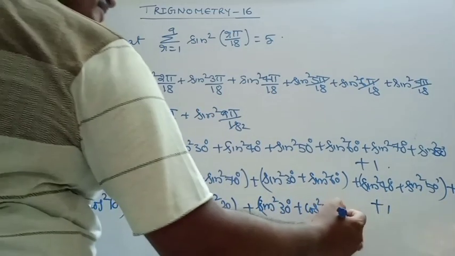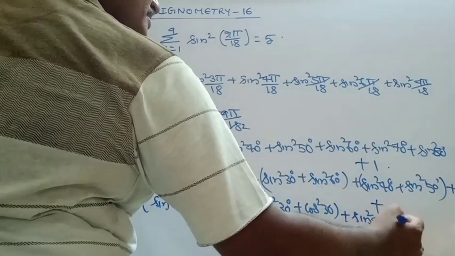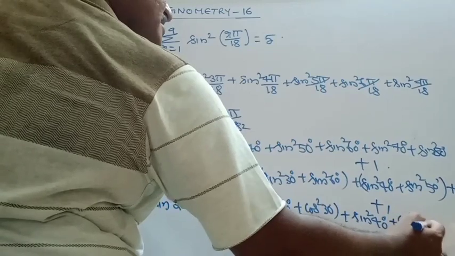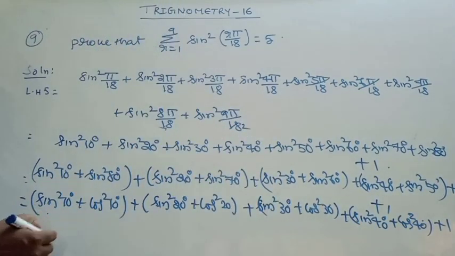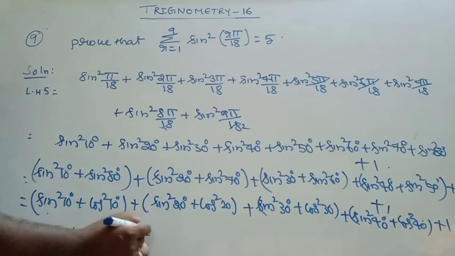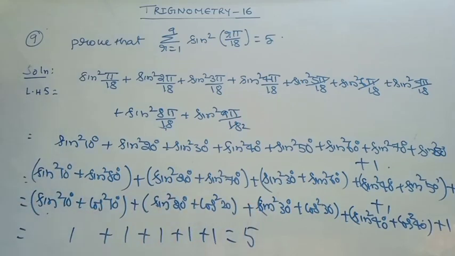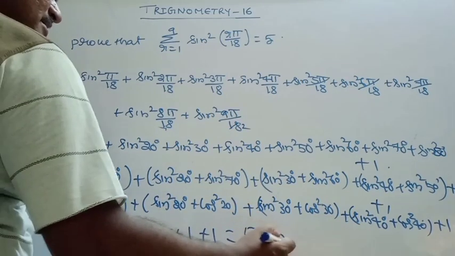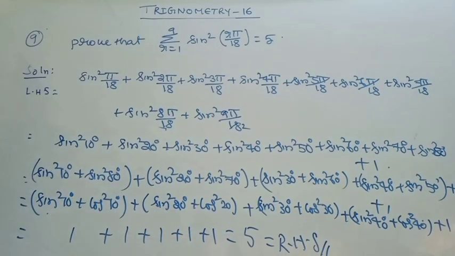Right, and plus sine square 40 degrees plus cos square 40 degrees, you can write like this, plus 1. Now this is sine square 10 plus cos square 10 is 1, plus 1, plus 1. Totally 1 is added 5 times, you have got 5. That is the right hand side. Left hand side is equal to right hand side. Therefore, you proved this result in this beautiful way, right?